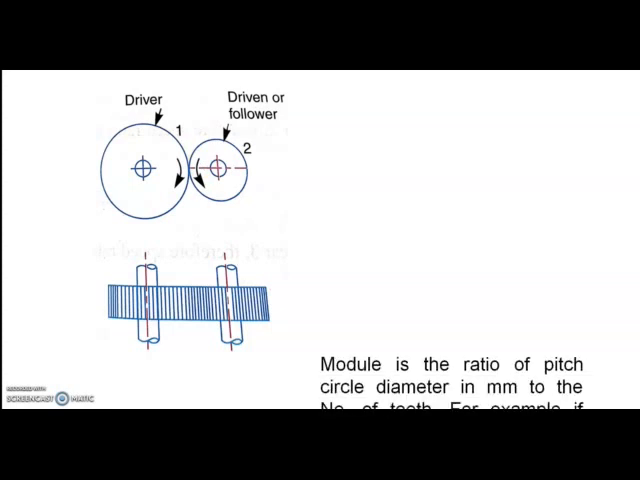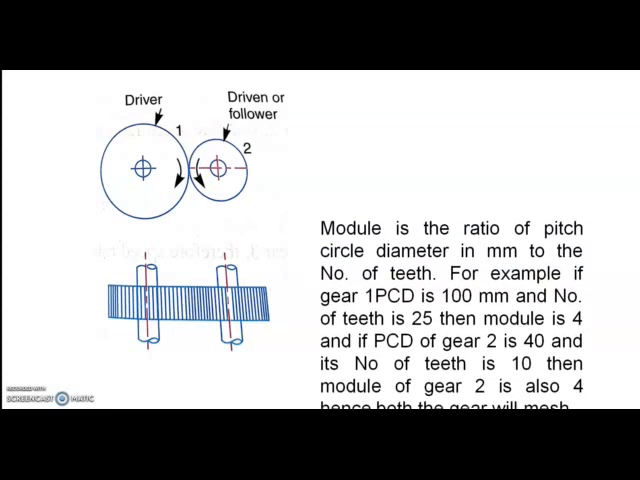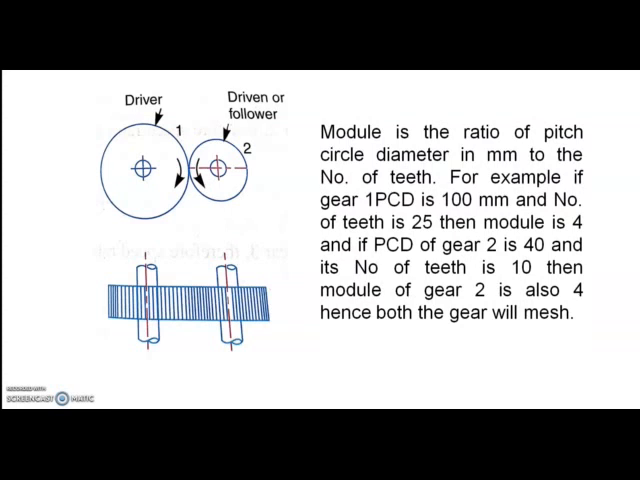Module is nothing but the ratio of pitch circle diameter in mm of the gear to the number of teeth of the same gear. For example, if gear 1 PCD is 100 mm and number of teeth is 25, then the module is 4. Similarly, if the PCD of gear 2 is 40 and the number of teeth is 10, then module of gear 2 is also 4. So these two gears will mesh properly without any problem.